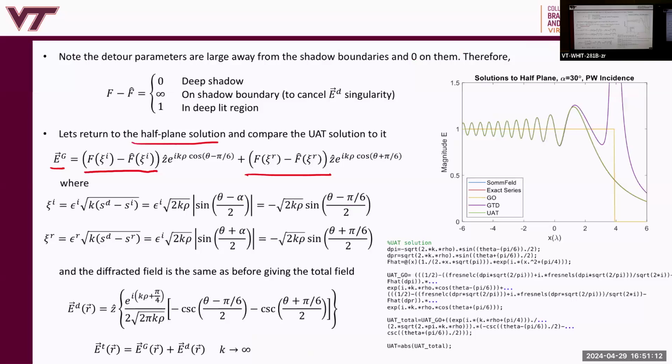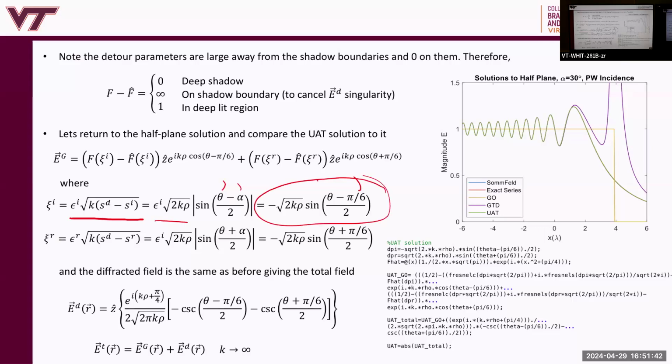So we're going back to the half-plane solution that we had before, and we're going to add UAT to it, okay? So now here are the detour parameters. And if you calculate the detour parameters, you get the following expressions, right? E incident, K squared of S D minus S incident. We know that there's a common factor, and then it depends on the observation angle and what alpha is. We know alpha is pi over 6 for our half-plane solution that we've been working on. And we can calculate this parameter like that, right?